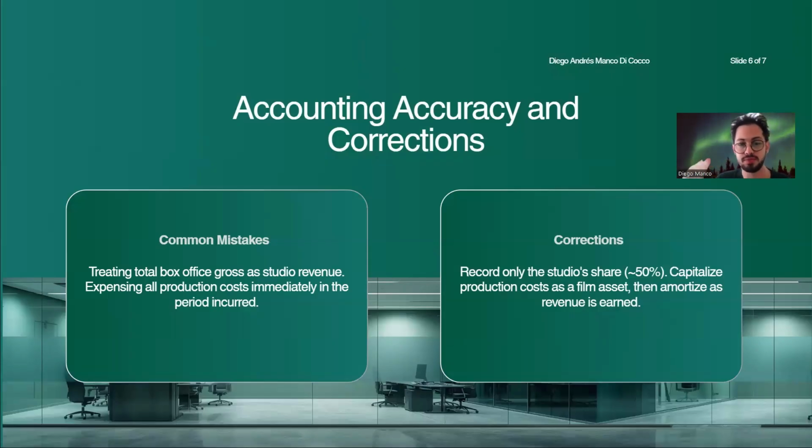Another correction is related to production cost. It would be inaccurate to treat all production spending as an immediate expense before the movie generates revenue. Instead, those costs should be capitalized as a film asset and then amortized as the movie earns revenue. This follows the matching principle because expenses should be matched with the revenue they help create.